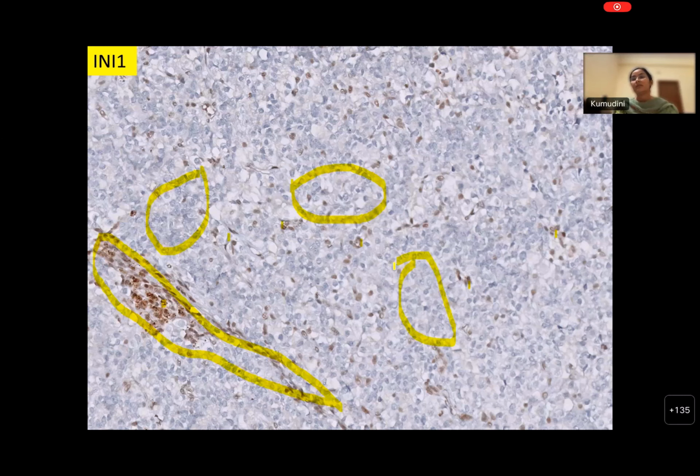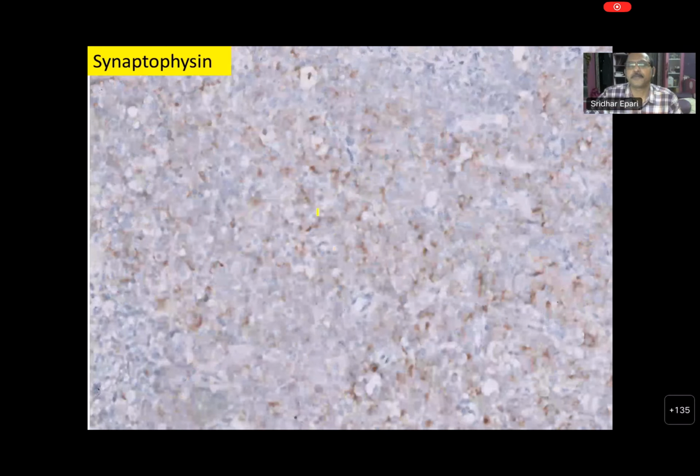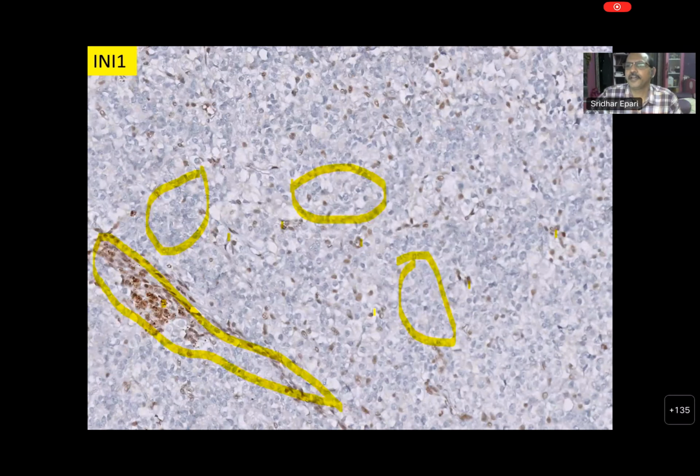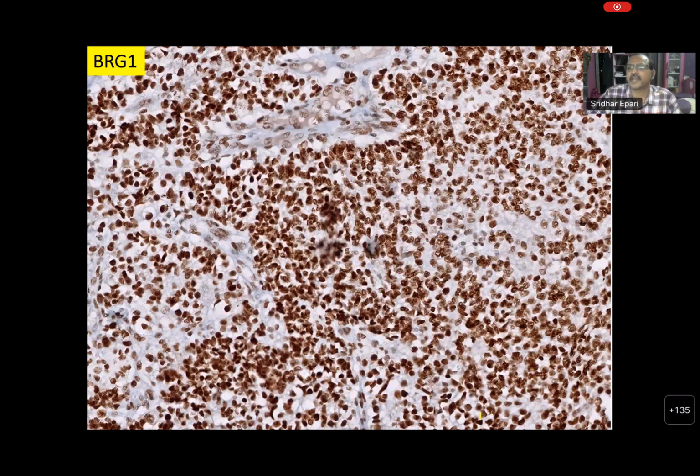So in an infantile age group, with loss of INI1 on IHC, embryonal morphology, and divergent differentiation like EMA, AE1/AE3 positive a bit and synaptophysin positive here, you should always think of ATRT, atypical teratoid rhabdoid tumor. Very good. This is the higher power picture of INI1. This is another IHC utility marker, where loss of expression is a marker of functional alteration of the INI1 gene. You also have another protein, BRG1. A small subset of ATRTs can show BRG1 loss also. So BRG1 and INI1 are good immunohistochemistry markers for atypical teratoid rhabdoid tumors.